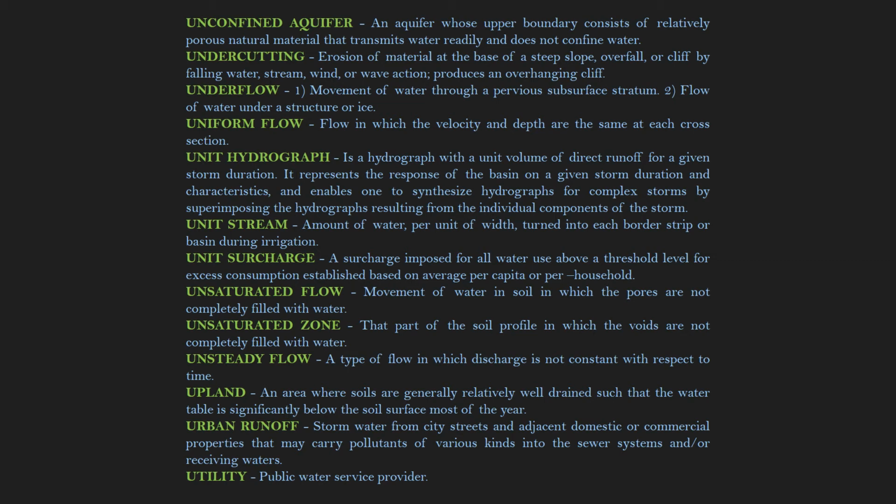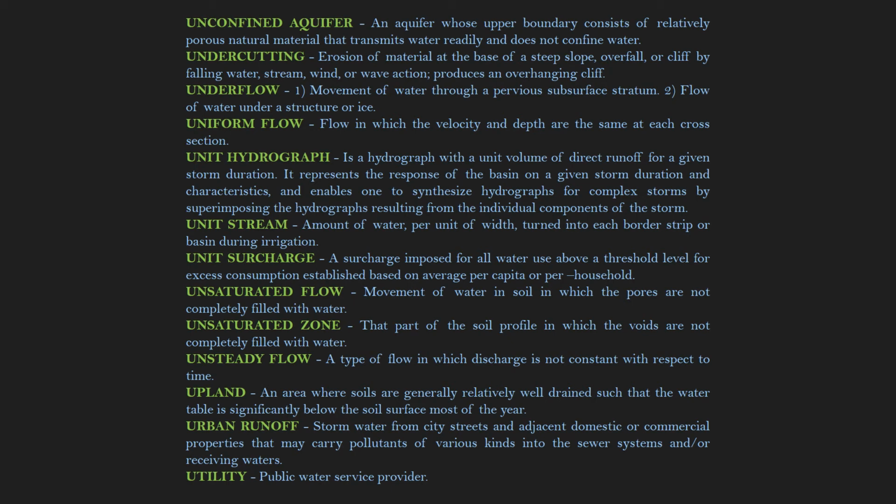Unit surcharge, a surcharge imposed for all water use above a threshold level for excess consumption established based on average per capita or per household. Unsaturated flow, movement of water in soil in which the pores are not completely filled with water. Unsaturated zone, that part of the soil profile in which the voids are not completely filled with water. Unsteady flow, a type of flow in which discharge is not constant with respect to time.